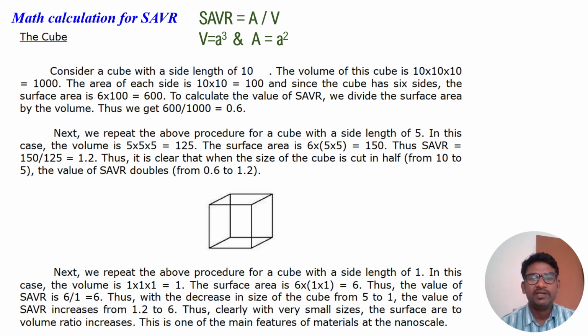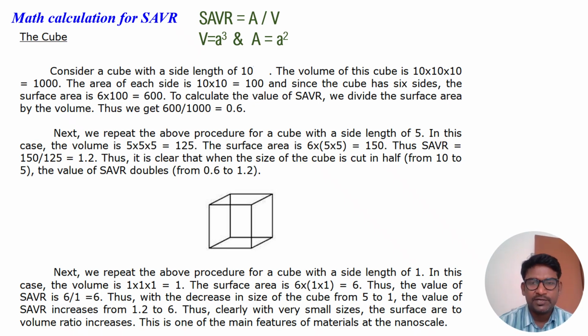Next, we repeat the above procedure for the cube with the side length of 5. You have to note we are reducing the side length from 10 to 5. That is very important. In this case, the volume is 125 because 5 times 5 times 5 gives 125, and the surface area is 6 multiplied by 5 into 5, which is 150.